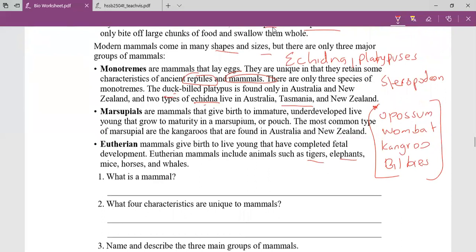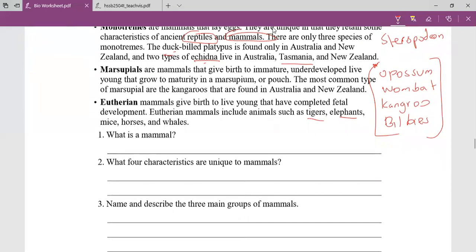Now, no, sir, what is it? Bilbies. Bilbies.